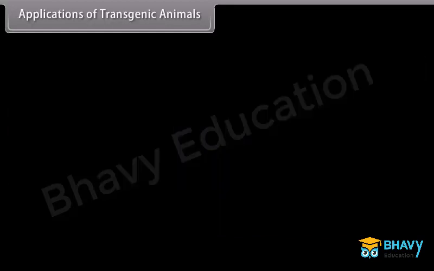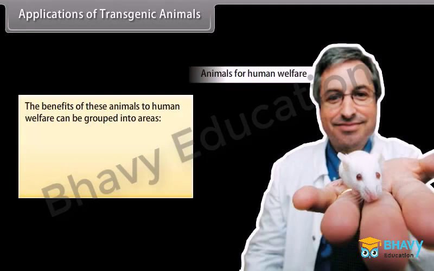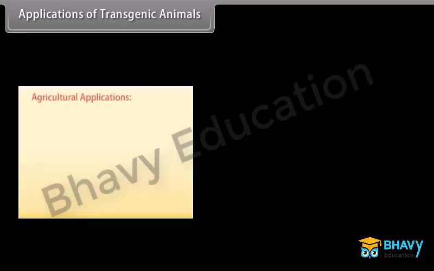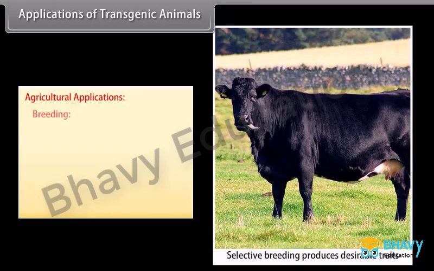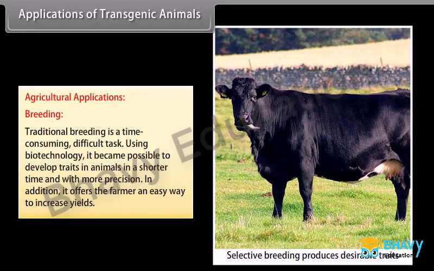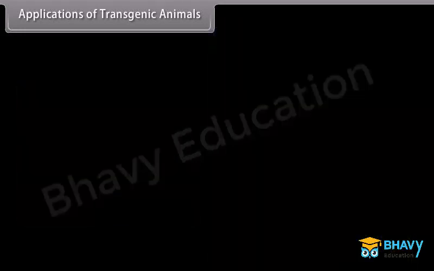Applications of transgenic animals. The benefits of these animals to human welfare can be grouped into areas: agriculture, medicine, industry. Agricultural applications. Breeding. Traditional breeding is a time-consuming, difficult task. Using biotechnology, it became possible to develop traits in animals in a shorter time and with more precision. In addition, it offers the farmer an easy way to increase yields.